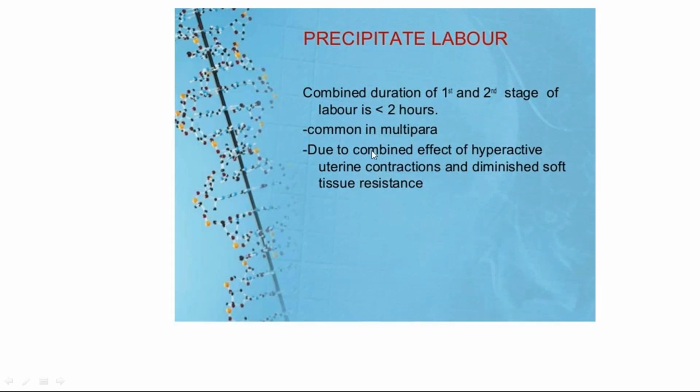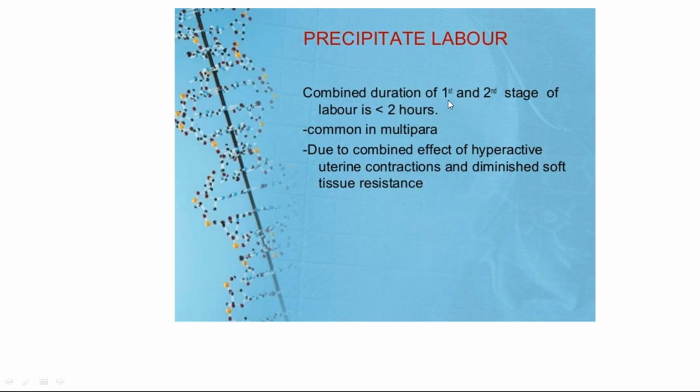So this is both because of hyperactive uterine contractions as well as diminished soft tissue resistance. Because she is a multi, probably there is so much perineal damage, pelvic floor damage to this patient. So it is not offering any resistance. The pelvic floor muscles have become very soft, so they don't offer any resistance. So the first stage is not under our control. The second stage is under the control of the mother.